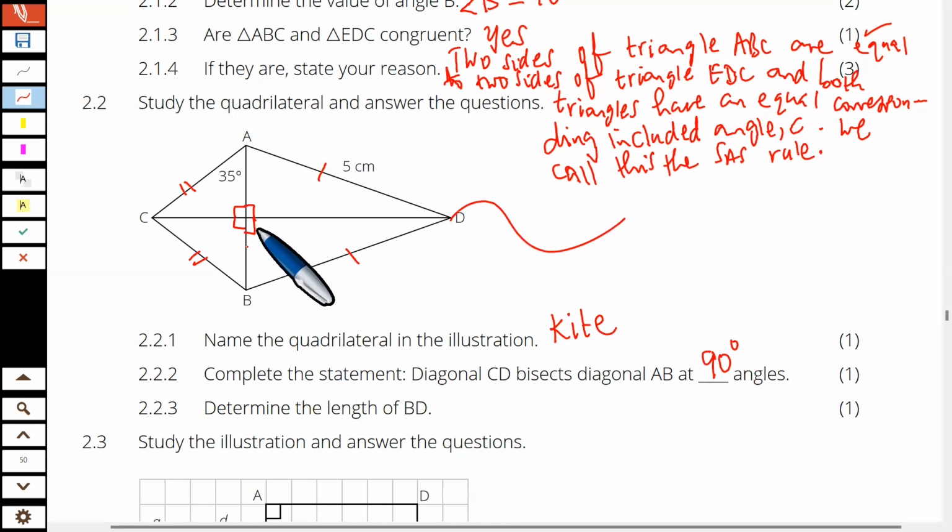Determine the length of BD. What is the length of BD here? So we can see that clearly BD is what? What do you think the length of BD is here? I'm giving you 1 minute. One mark.